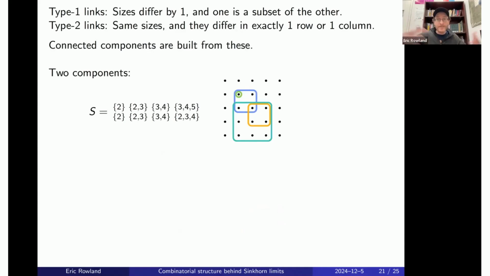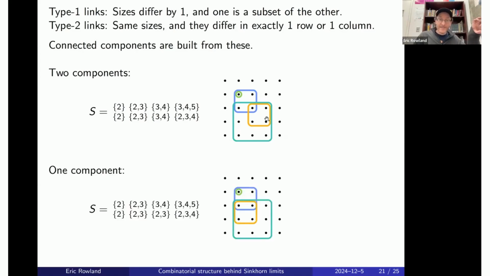And these seem to build the connected components. These determine the connected components. So for example, for this one, how many connected components are there in this picture? Well, we have a 1 by 1 inside of a 2 by 2, so those are connected to each other. But this 2 by 2 is not connected to this orange 2 by 2 because they only share 1 row and 1 column. They don't share both rows or both columns. And it's not connected to this 3 by 3 because it's not a subset. But the orange 2 by 2 is a subset of the 3 by 3, so those two form a component. So we have two connected components, one with these two minors and one with these two.